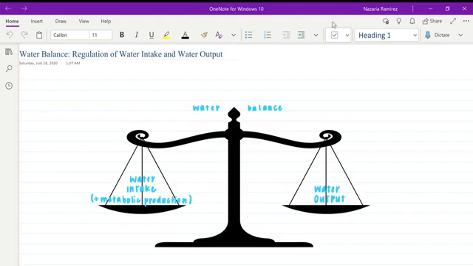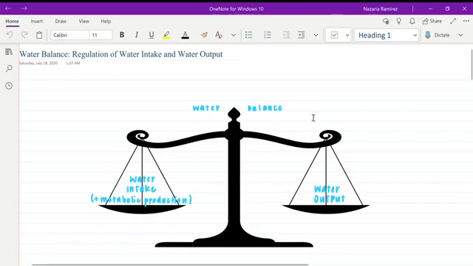Alright, so today we're going to talk about water balance and how your body regulates water intake and water output. So let's first start off with water balance. Water balance is when water intake and its metabolic production equals the amount of water that's output. And let's not forget, homeostasis requires control of both water intake and water output.